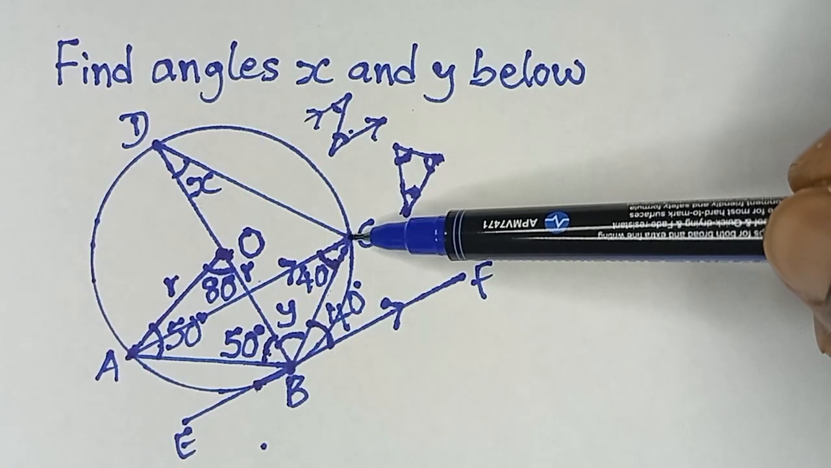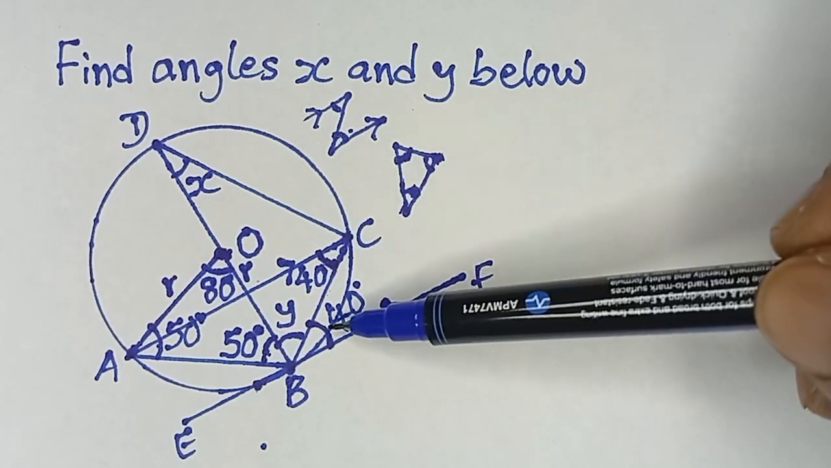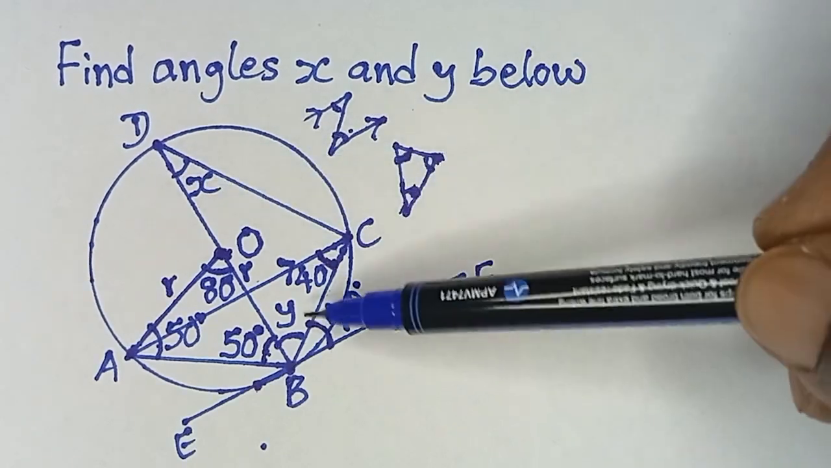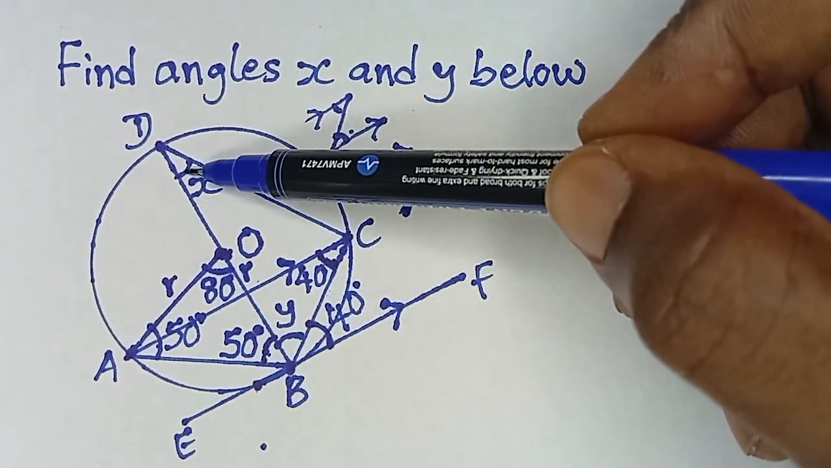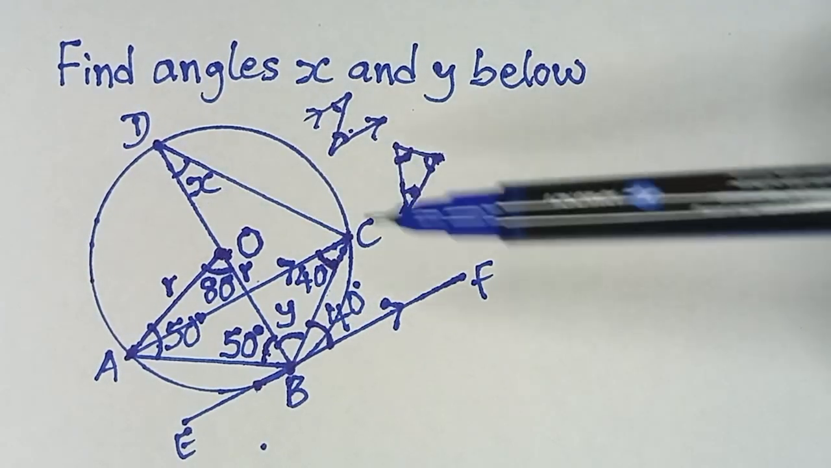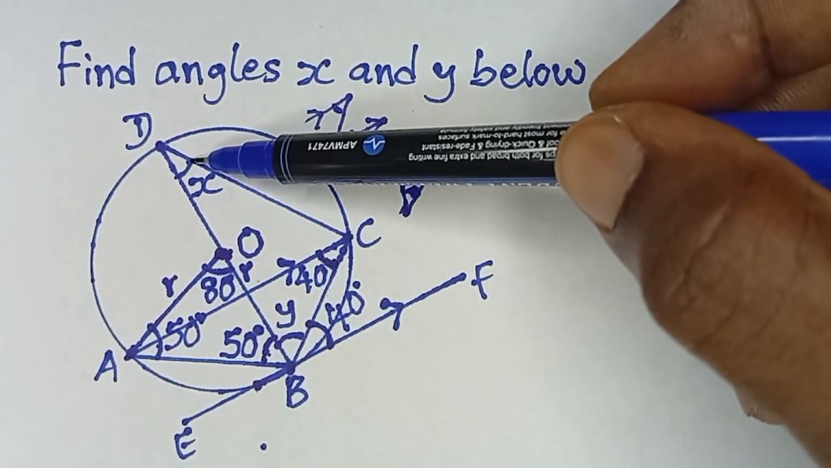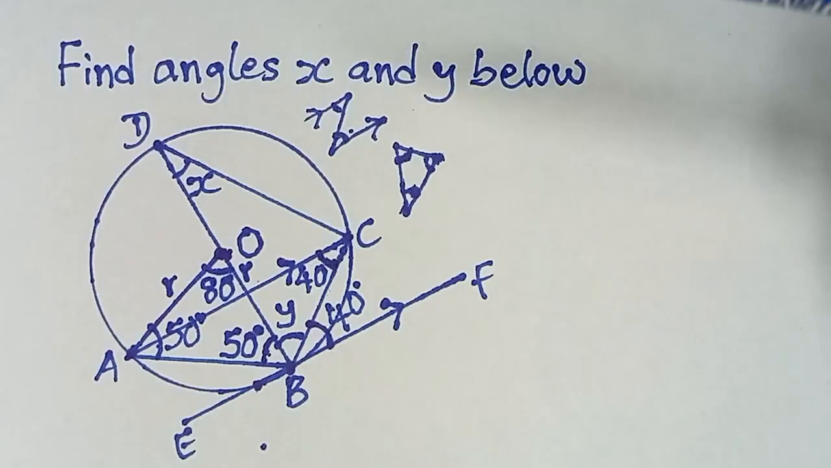And what rule is that? The rule states that angles in alternate segments are equal. Angles in alternate segments are equal. So if this is 40 degrees, then this angle X is 40 degrees. Hope you got the rule now.